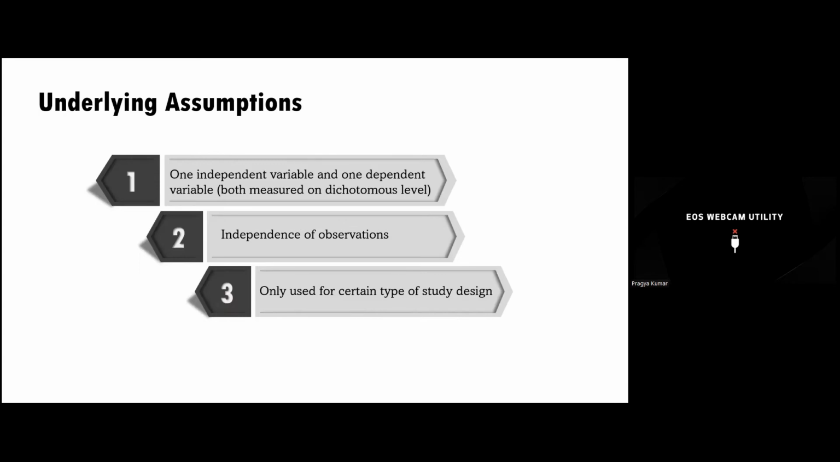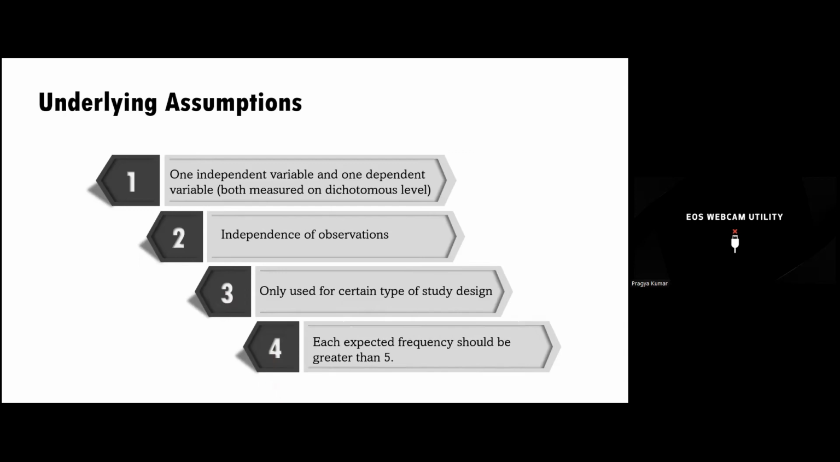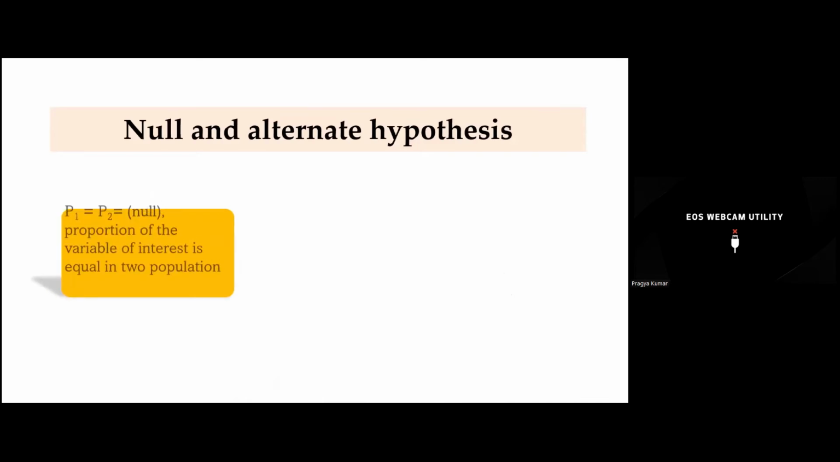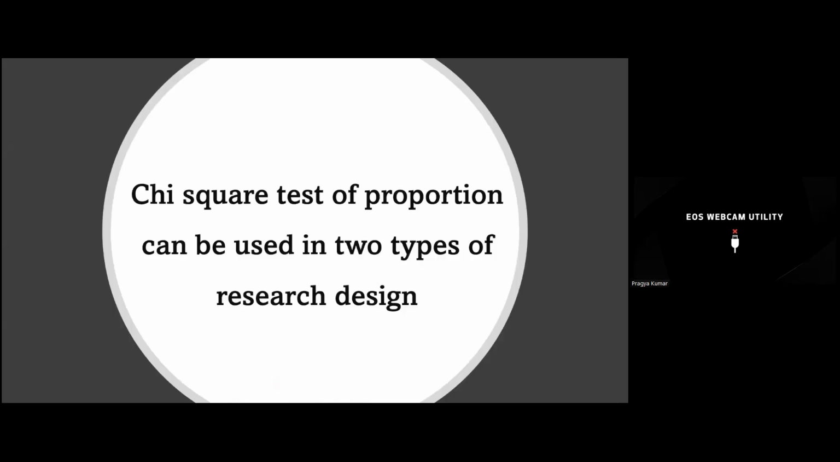It is not a very commonly used test. The most commonly used test is the chi-square test of association. The other two, goodness of fit and two proportion, are less commonly used. In this case also, the expected cell frequency should be greater than 5. The null hypothesis is that the population proportion of the variable of interest is equal in those populations, and the alternative is that they are not equal. So the chi-square test of proportion can be used in these two types of research design.